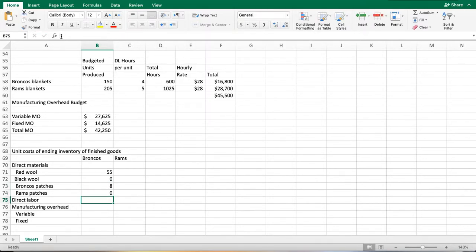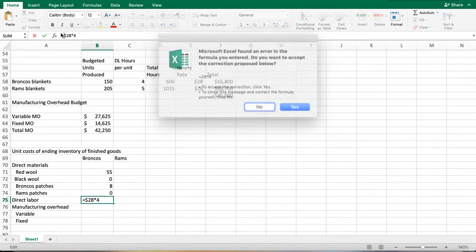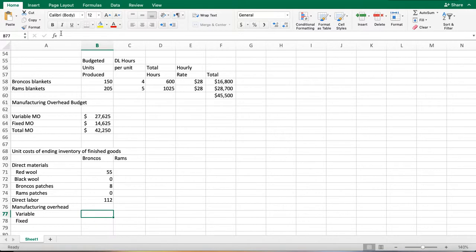And the Rams patches, there's none on the Broncos blanket. The direct labor for a Broncos blanket, we pay $28 an hour. It takes 4 hours to make one. Keep forgetting my equal sign. And the variable overhead, we know it's $17 per direct labor hour, and there are 4 direct labor hours in that. And then our fixed, if we go back up here, let me show you this.